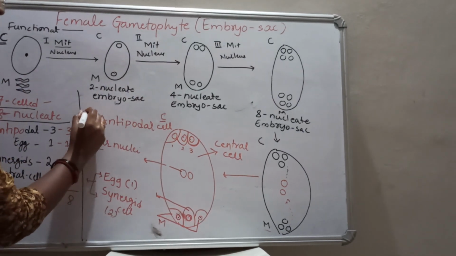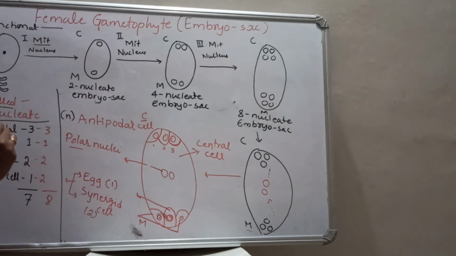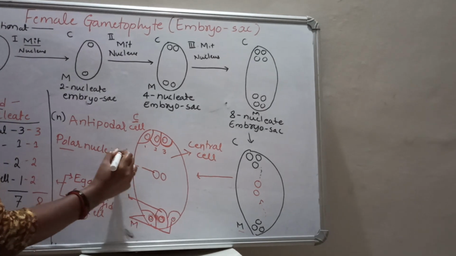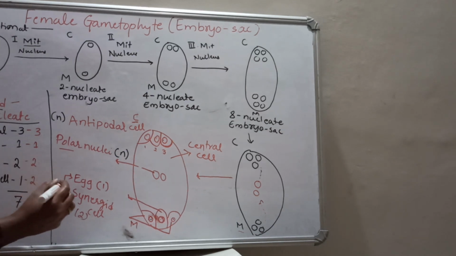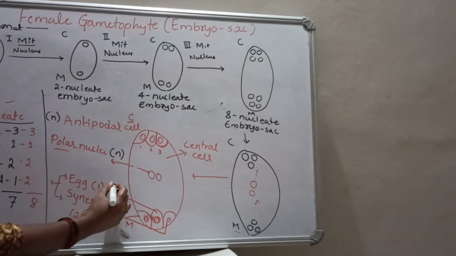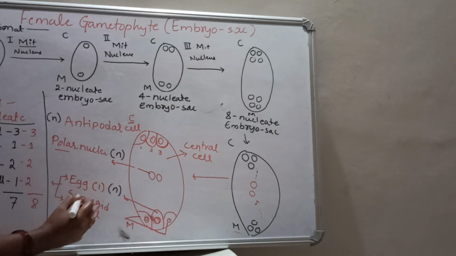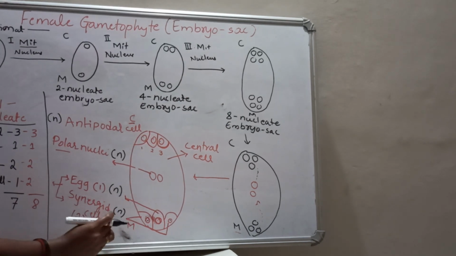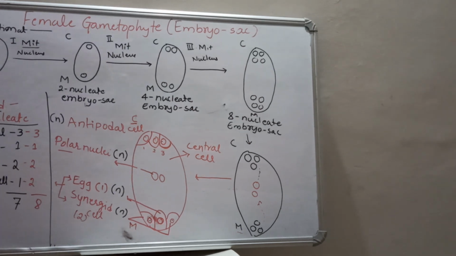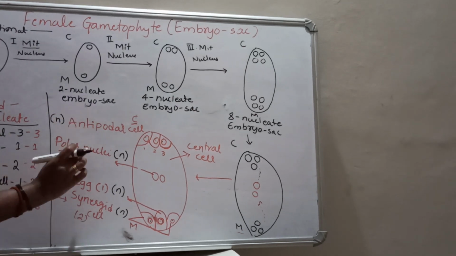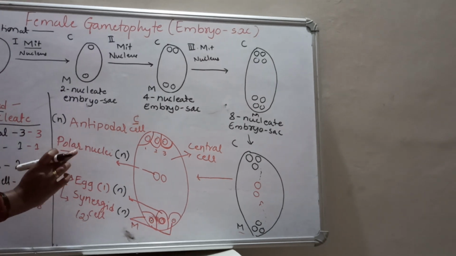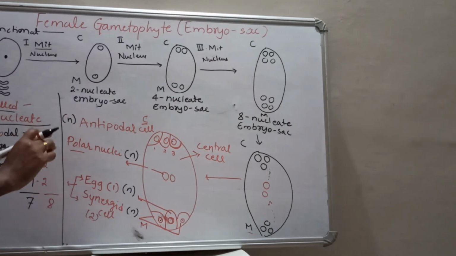Then the ploidy level of this embryo sac: the antipodal cells are always haploid, the polar nuclei are always haploid, and the egg cell is also haploid, and the synergid cells are also haploid. This is the 7-celled, 8-nucleate stage of the embryo sac.